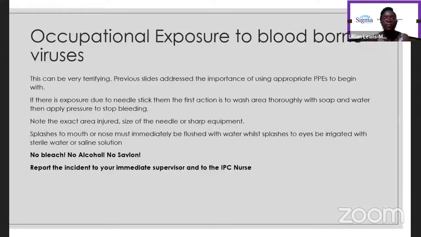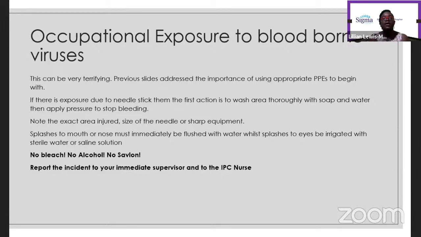All right. Now, occupational exposure to bloodborne viruses. This can be very terrifying. I'm not sure how many persons have ever had an experience or know of someone who had an experience. A lot of times when persons are exposed to a needle stick injury, they remain silent. They don't say a thing. I don't know if it's embarrassment, I don't know if it's fear, but it's very terrifying.